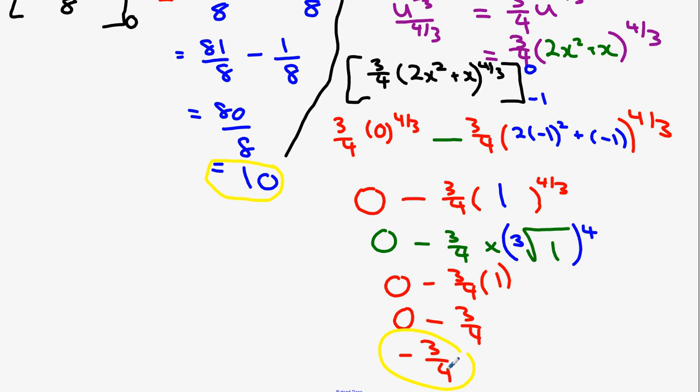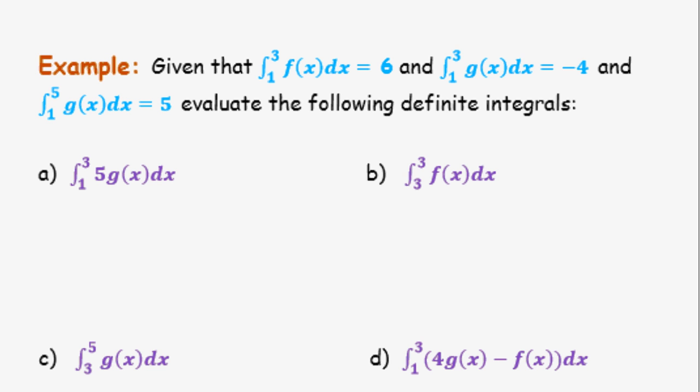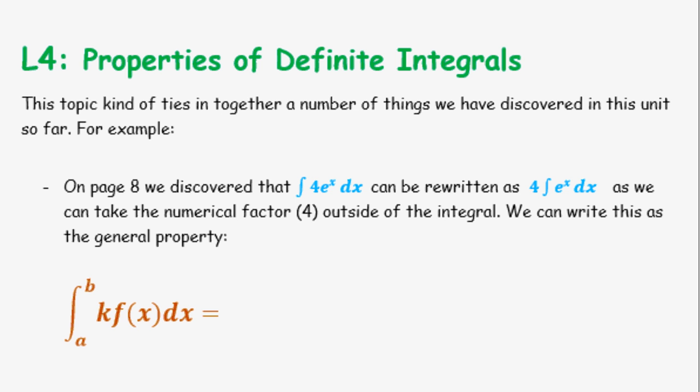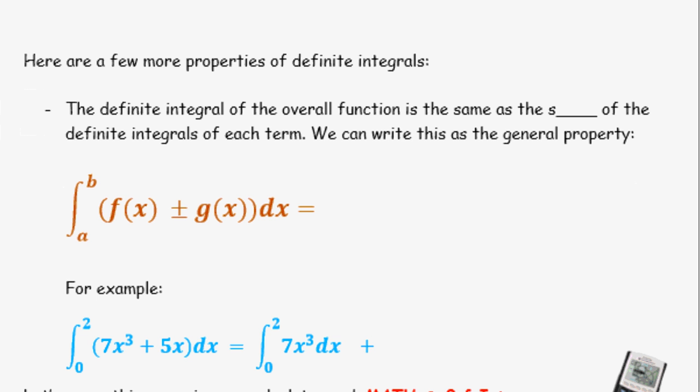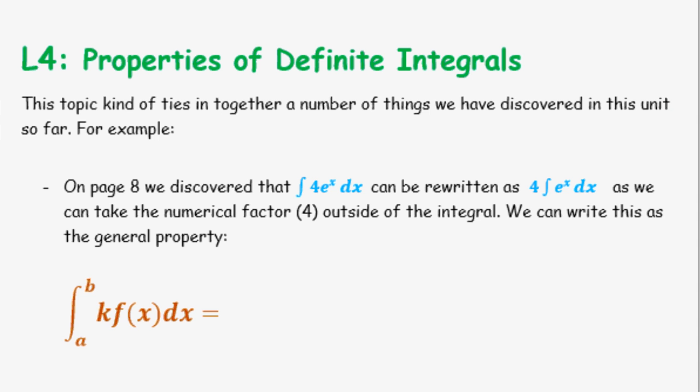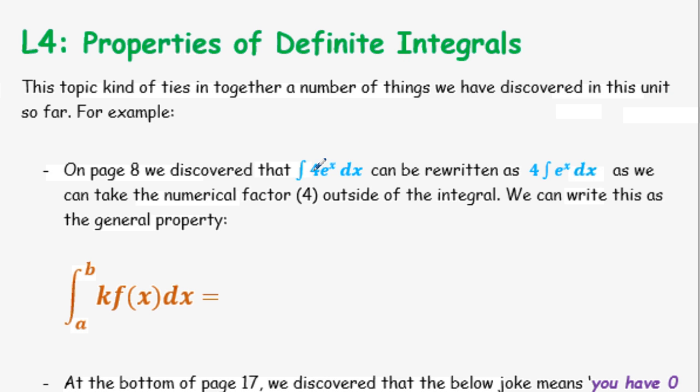Remember when there's a factor? I'll show you. Then you'd probably get something like this. 4e to the x is like 4 multiplied by the integral of e to the x. You could do that, but this is simpler. Those little properties of integrals are simpler.